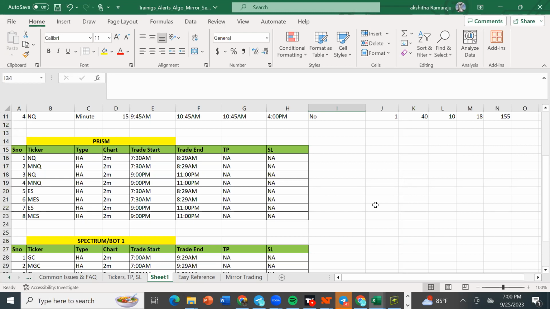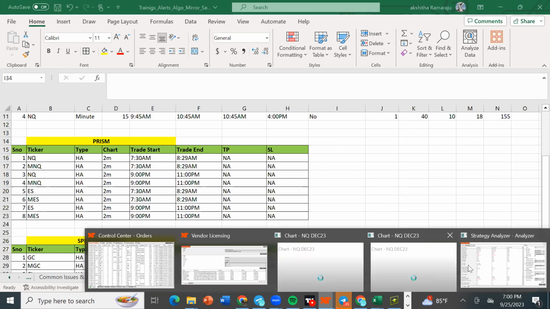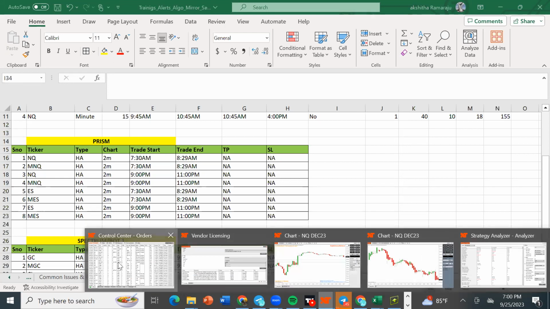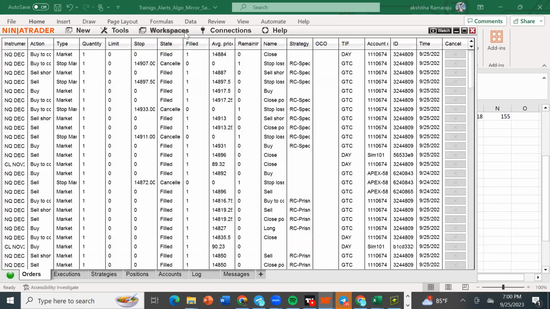If I close my NinjaTrader app and restart, all the chart settings would be lost. So you can save the workspace. Whenever you open some different charts, you can go here and you have something like workspace. If you click save, then all your charts will get saved. Whenever you open 10 charts, you go there and just save it. So whenever you open it next time and click on this one, immediately all those charts will open.